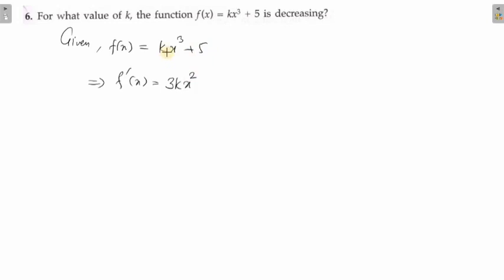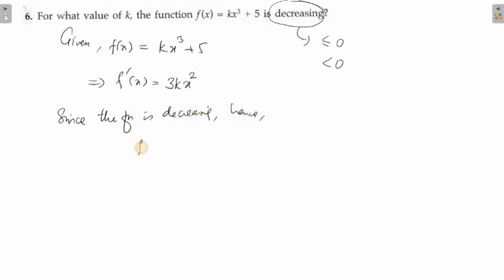Now the question is asking for what value of k this function is decreasing. So decreasing means they are saying f dash of x is less than or equal to 0. If they had said strictly decreasing, then you would have to take less than 0. But since they are saying just decreasing, you have to take less than or equal to 0. Okay, so since the function is decreasing, hence we will have f dash of x less than or equal to 0.